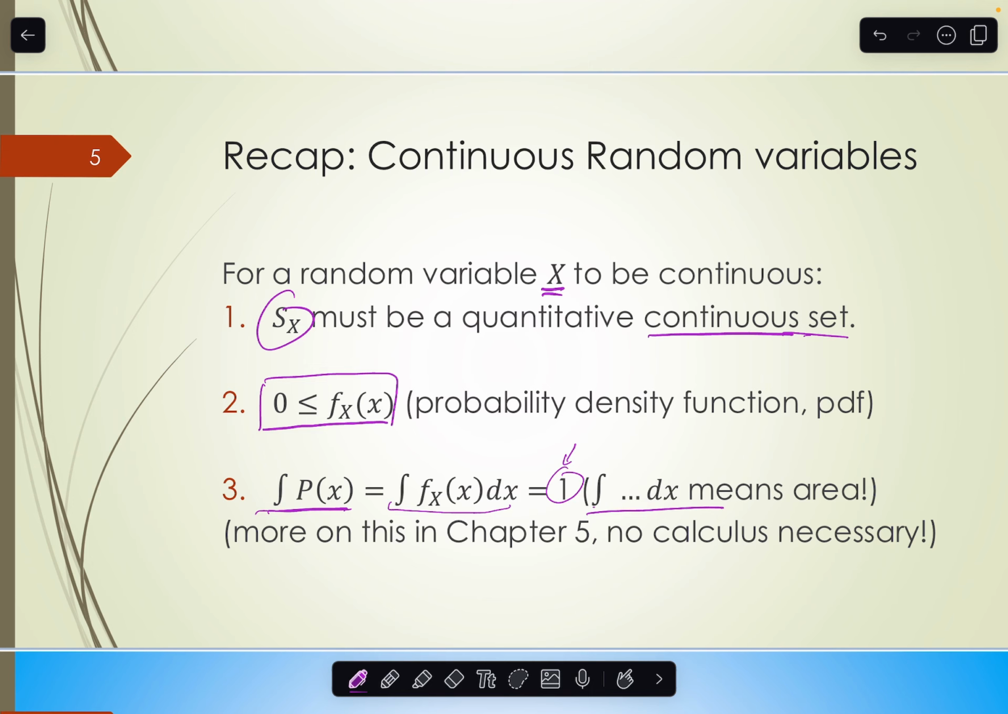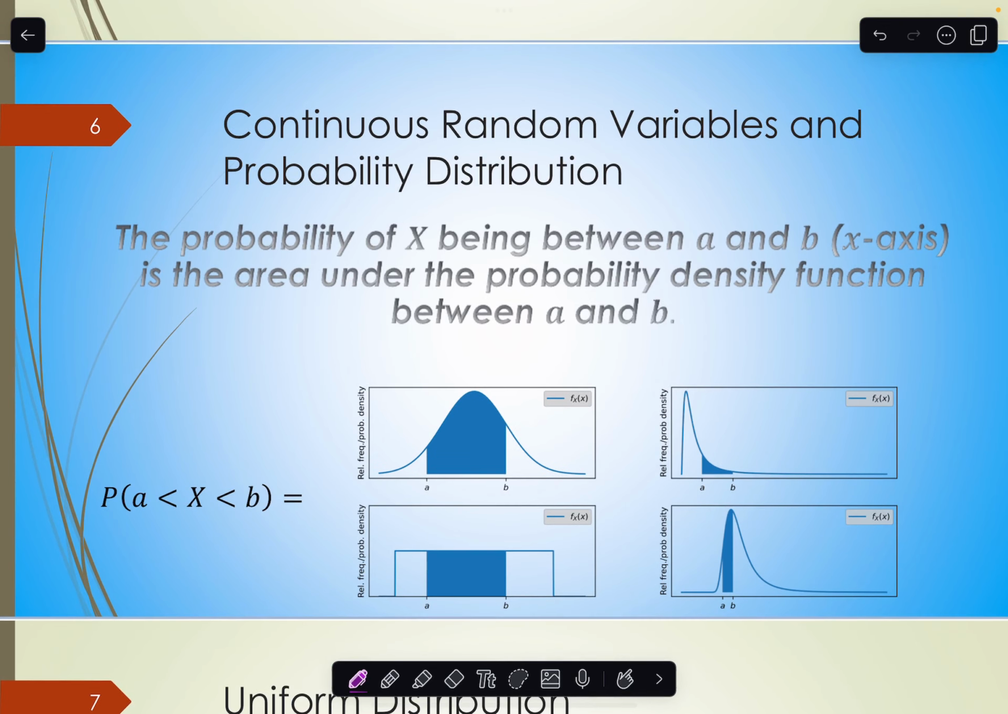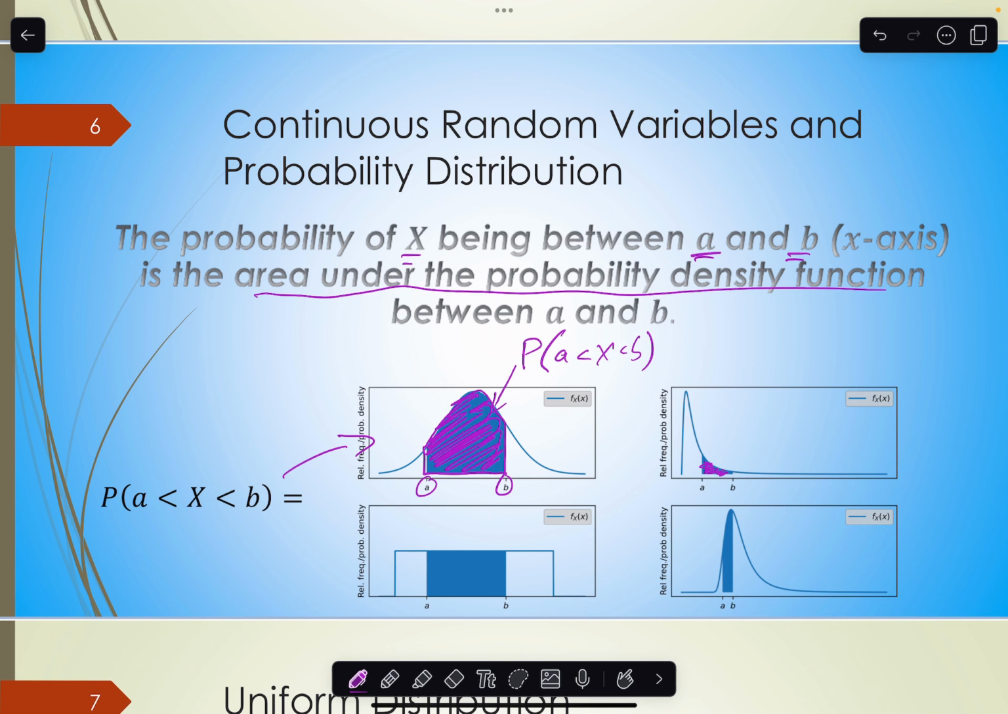Do not worry about the calculus part. We're not going to do calculus. Okay, let's take a look at that now. If X is a continuous random variable, the probability that X will be between some value a and b, those are on the x-axis, is the area under the probability density function. This area is the probability that X will be from a to b.